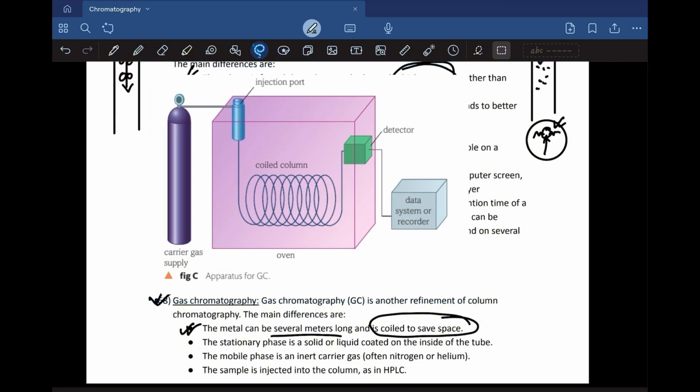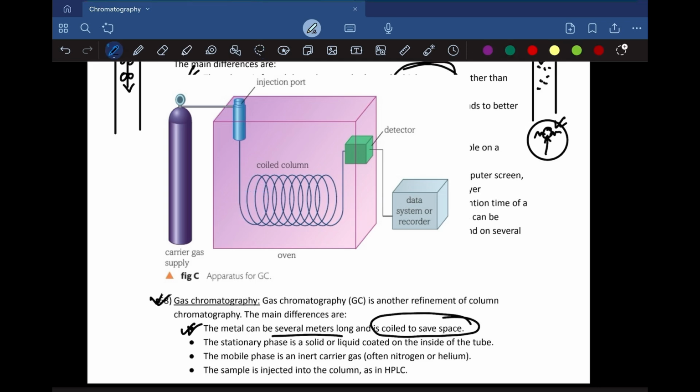Now let's go through this part. It is coiled right here to save space. The stationary phase in gas chromatography is a solid or liquid coated on the inside of the tube. So in this coiled tube there will be a solid or a liquid.